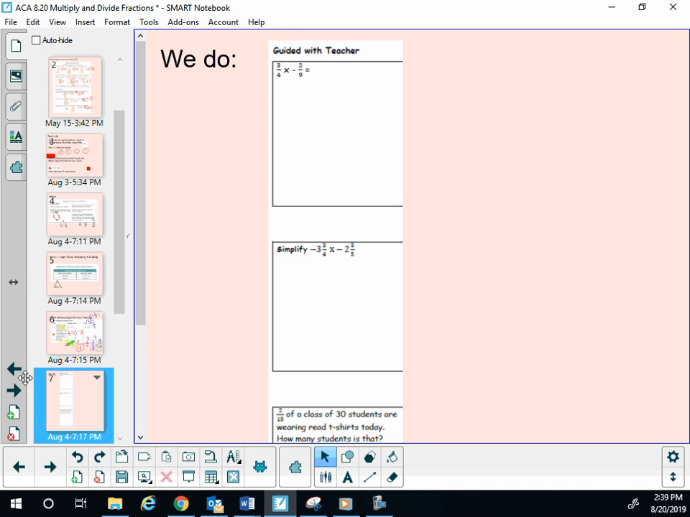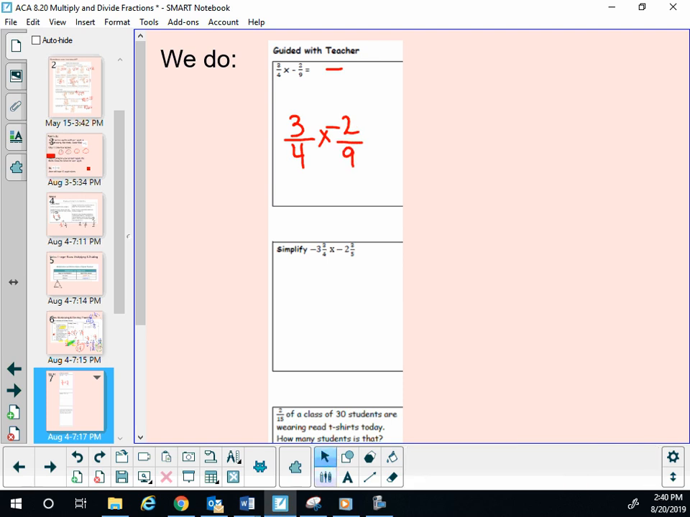This one is a multiplication problem. In this first problem, is my answer positive or negative? It is going to be negative. I'm going to go ahead and write it. I'm rewriting the problem just so I could see it a little bit better.